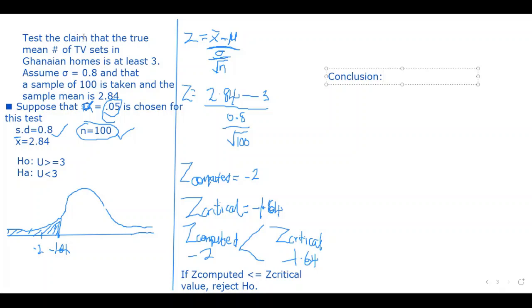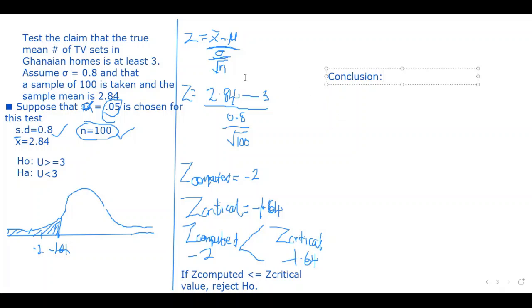You get it. So we should reject the null hypothesis. We should reject the H0 that in every typical Ghanaian home, the number of TV sets is at least 3. We should reject this claim. Right. So this one is for lower tail test. Lower tail test. So this one, we've used the critical value approach.